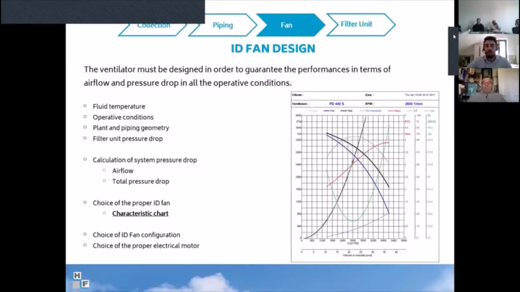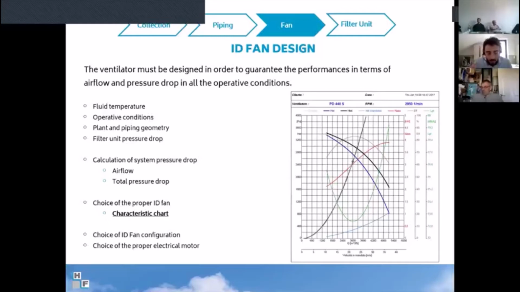In order to design the ID fan in the right way, we need some preliminary information. For example, the fluid temperature and the working condition of the plant. So whether we have only one condition, or for example multiple conditions with different airflow in different periods of operation. We need to know the exact plant and piping geometry, and we need to know which kind of filter unit will be installed in this system.